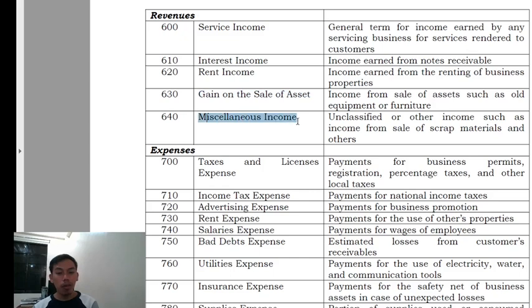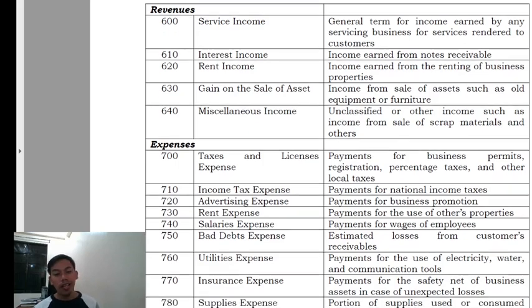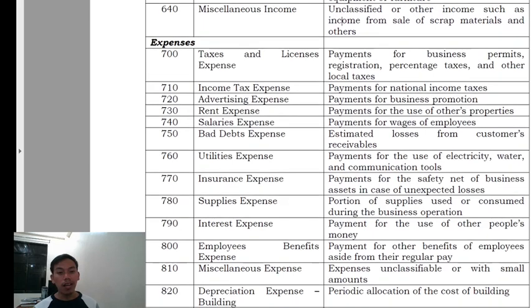Miscellaneous income, kung meron man tayong income na hindi natin pwedeng i-classify. For example, sale of scrap materials and others. What if meron tayong mga bote-bote dyan or mga papers, benta natin. Oh, miscellaneous income or other income. Lahat yan income. Then we have expenses.